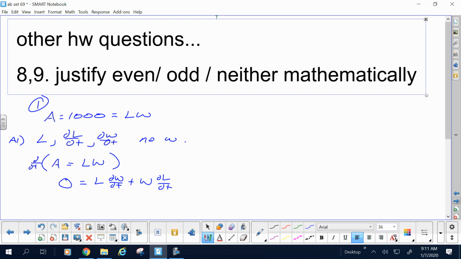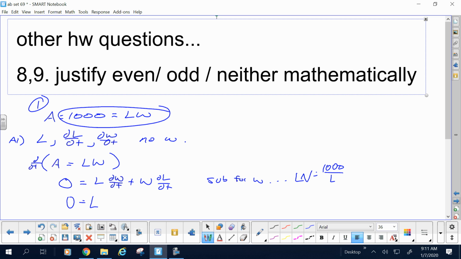So I feel like I'm getting there. The only thing I haven't satisfied is the no W part. So what can I put in for W? Go back here. 1,000 over L. Yeah, W must be 1,000 over L. So if you put that in, then you get 0 is L dW/dt plus 1,000 over L times dL/dt. I believe that satisfies what they wanted.